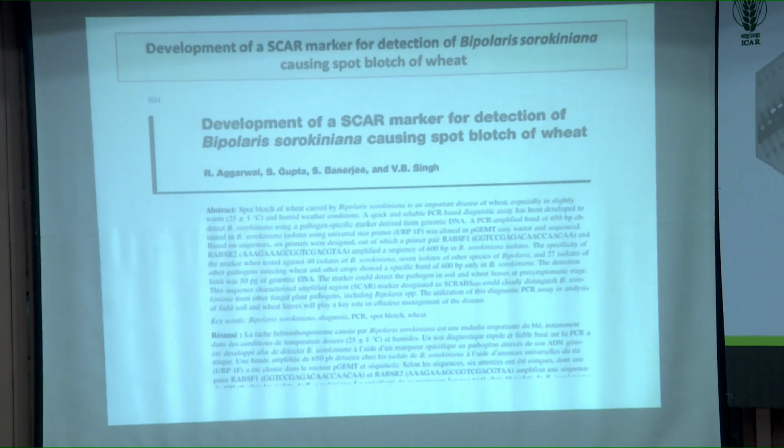This is one example from our laboratory, where a SCAR marker was developed for the detection of Bipolaris sorokiniana, causing spot blotch disease of wheat. Spot blotch is nowadays one of the emerging diseases. This pathogen can survive in seed and can attack seedlings also. For this purpose, one marker was developed in our laboratory.